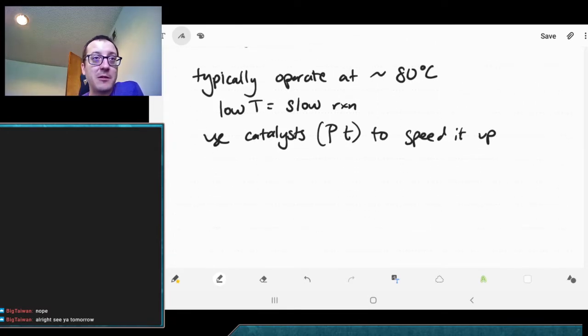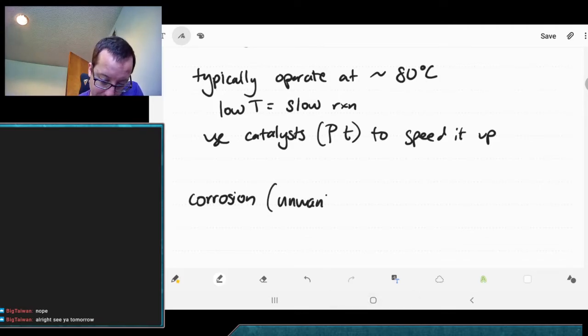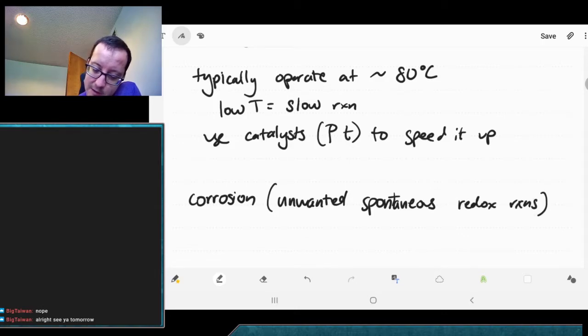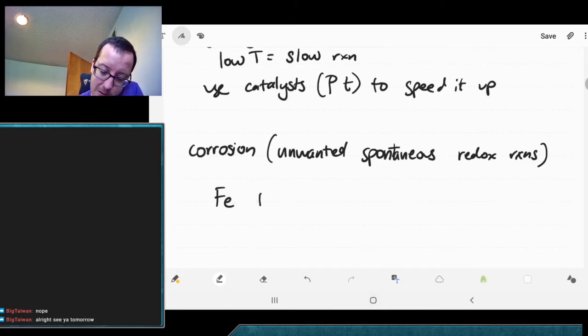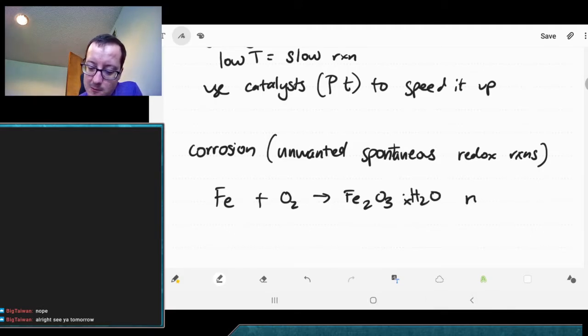Alrighty, so enough about batteries. We have two more sections here. The next one is on corrosion, which is unwanted spontaneous electron transfer reactions. Spontaneous redox reactions. Of course, the most notorious and probably most expensive for the world is rusting.